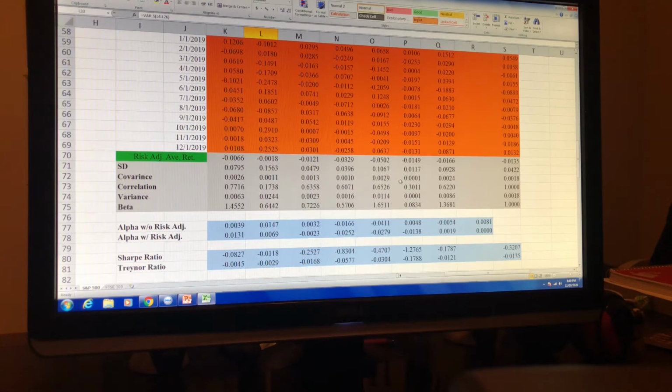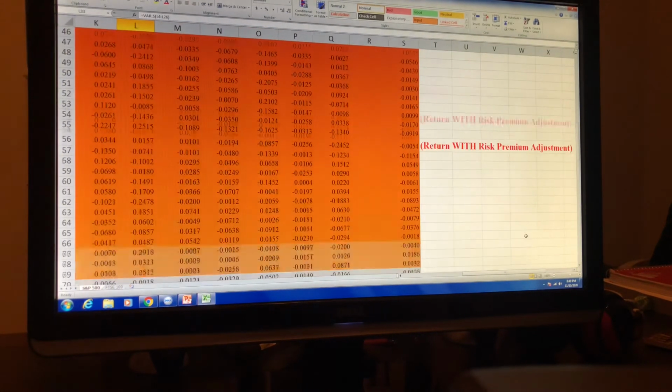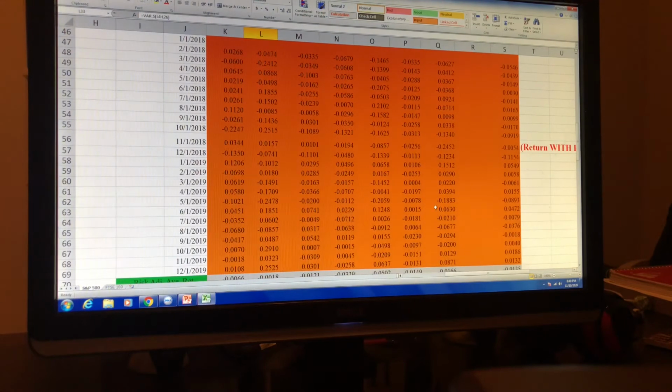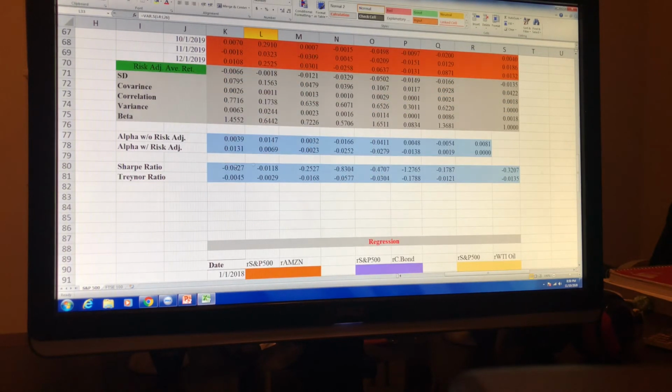It did show a little bit of difference, not a lot, but the adjusted returns for each one of these stocks were negative because of the risk premium adjustment. They did show negative returns. The correlation was still about the same. The covariance was a little bit higher, I noticed, in the other sections. Vice versa, the correlation was a little higher and covariance was a little lower. But we'll move on to this right here, which is the alpha risk adjusted.